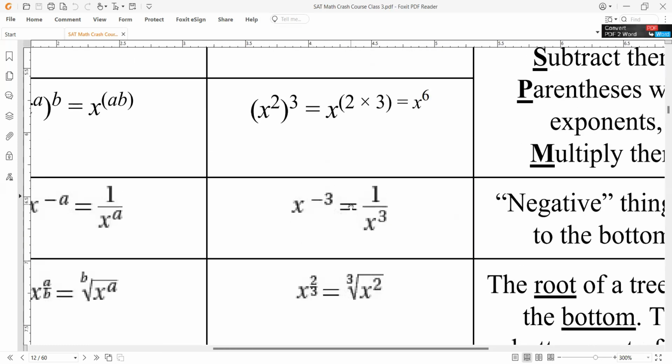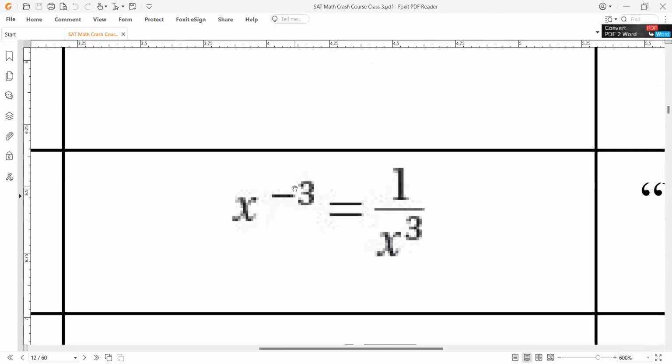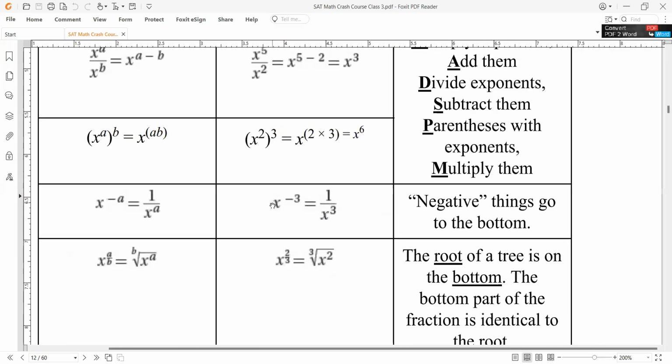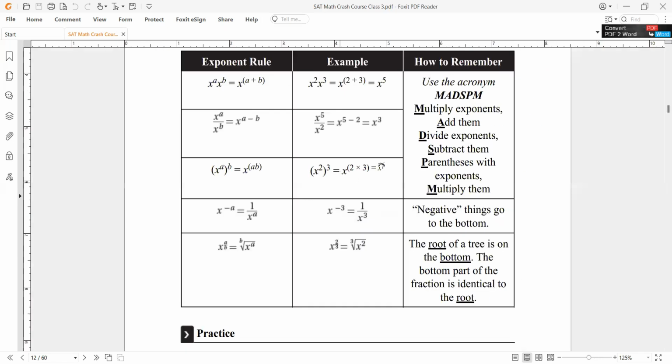I think you also know this, because when the exponent is written in the form of a negative number, we can push it through to our denominator. This is the way of writing it. These are some basics.